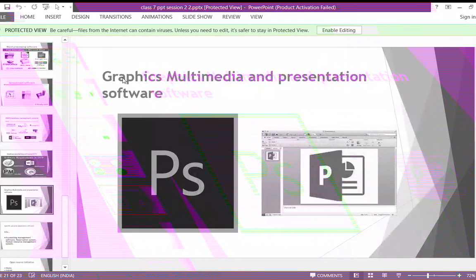Next is what? Graphics, multimedia and presentation software. So what do you mean by this graphics, multimedia and presentation software? This graphics multimedia is used to work with images. What is the meaning of this now? In this, we are using the Adobe software.